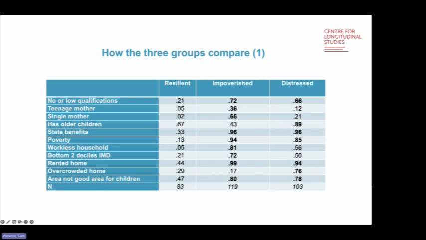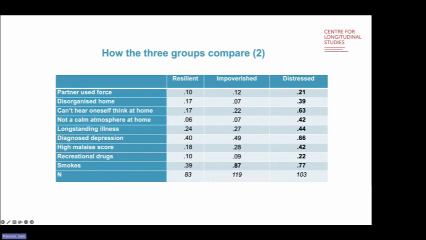Although we can also see many of these higher rates amongst the distressed families, it is with this set of characteristics that are now on the screen that identifies this group of mothers as having more distressing or chaotic lifestyles, from being more likely to have a partner who has used force on them, to living in a disorganized home that does not have a calm atmosphere where they can't hear themselves think. These mothers also have a higher probability of having a long-standing illness, to have been diagnosed with depression and to self-report a high number of depressive symptoms.